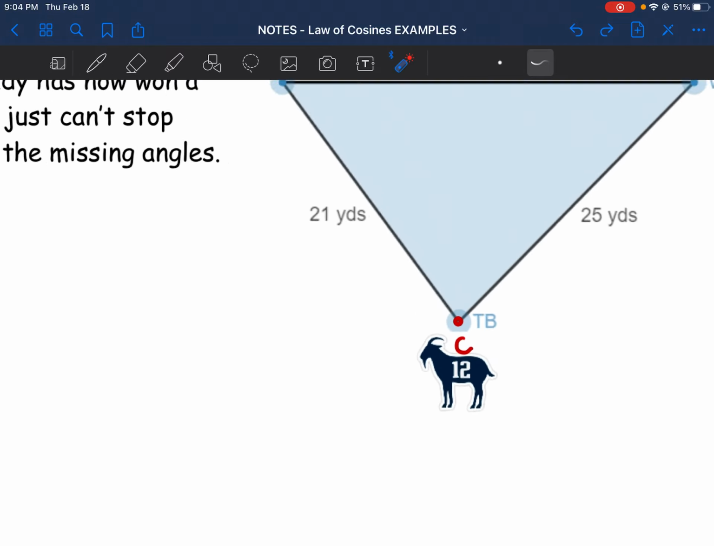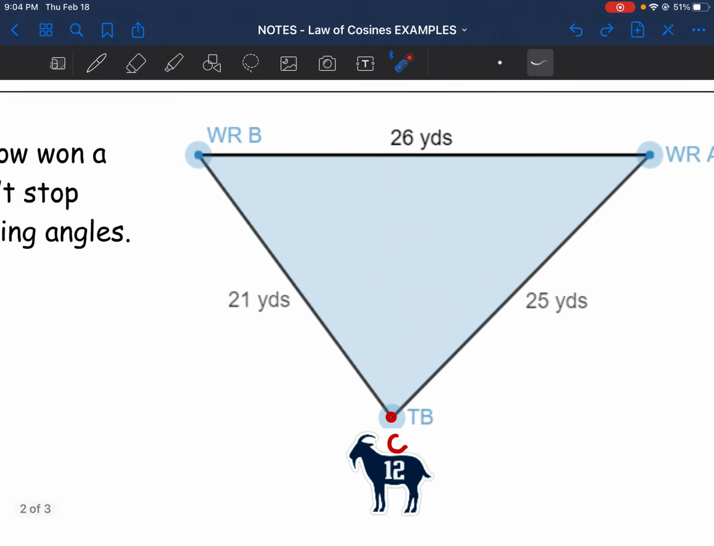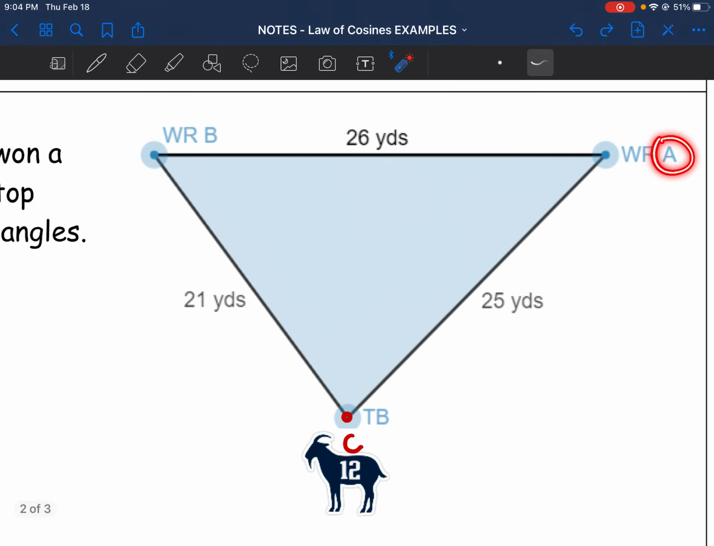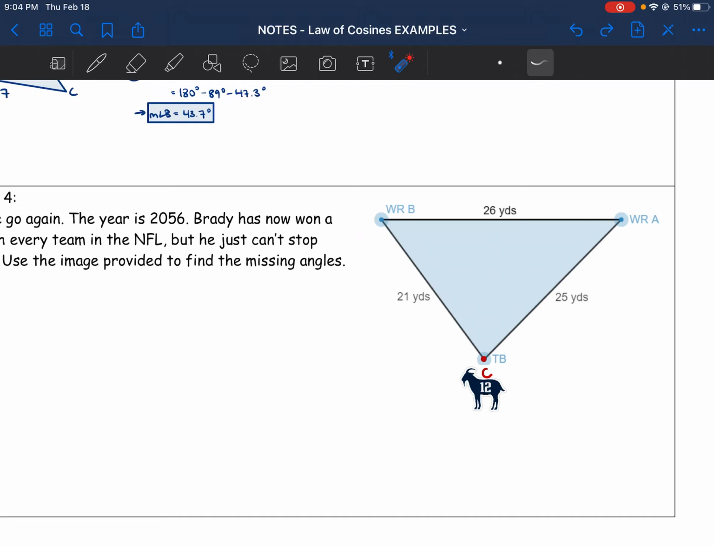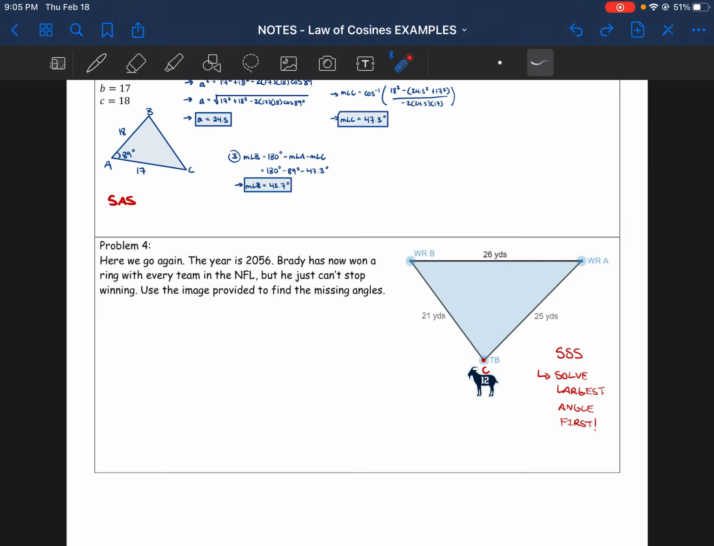Now, just to make things a little easier on myself, we're going to go ahead and assume that this is A, this is B, and I'm going to call Tom Brady C, just to make the law of cosines a little easier to understand. So we have a side-side-side triangle, and we know that with side-side-side triangles, we want to solve for the largest angle first. Well, the largest side is 26, and that's across from angle C. So we're solving for angle C first.